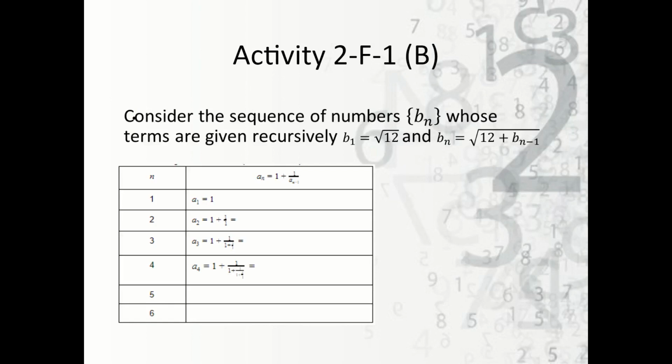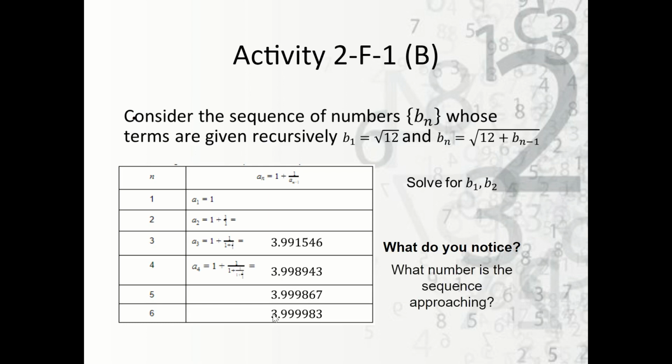So we're now going to consider the sequence b sub n, where b1 is square root of 12 and b sub n is square root of 12 plus b sub n minus 1. And it follows this pattern here. So when we solve this, we go ahead and enter those in, and we can see that b3 is 3.9915, b4 is 3.998, b5 is 3.99, and b6 is 3.99999. And if you notice, we're getting really close to 4, so we should be approaching some value.